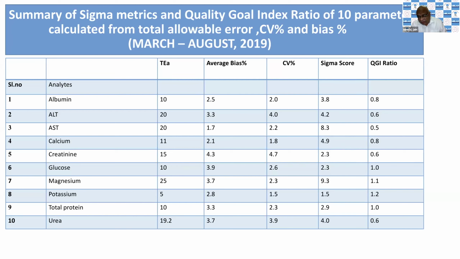And we also calculated quality goal index. As we discussed earlier, how this quality goal index is calculated, bias divided by 1.5 into CV. So now we have this information. This we are discussing process variation, our different analytes. And this is the very important aspect of our laboratory, whether the report which we are releasing from our laboratory is meaningful for a clinician or not. So now we have collected data, we have to analyze this data.